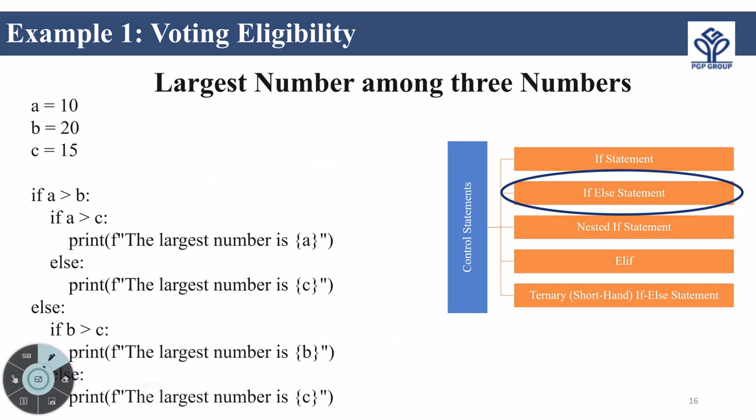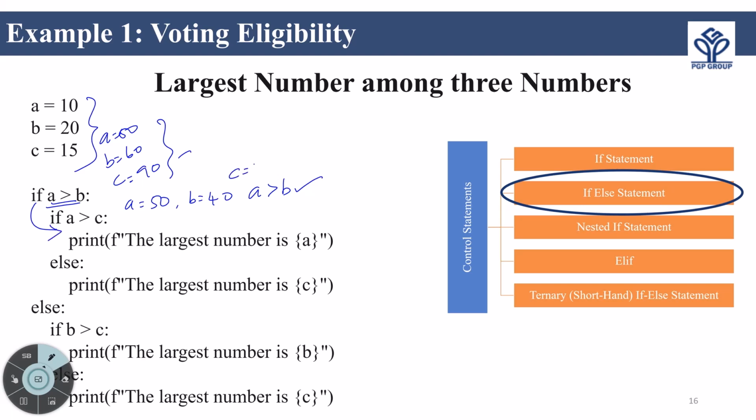Next one, if else statement. So same as A is equal to 10. Okay, we are assuming what the inputs are. It is your wish. Suppose A is equal to 50, B is equal to 60, C is equal to 90. This is your wish. So we are going to check the condition. A greater B. Okay, so A value is 50, B value is 40. So A greater B. Correct. So when A is greater than B, we are entering this condition, that is we are assuming C is equal to 30, whatever it is.